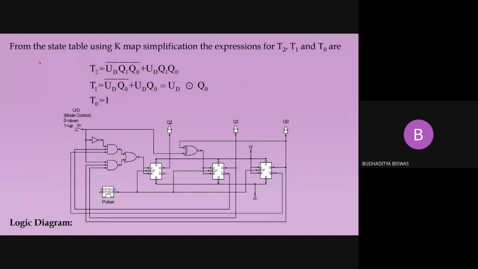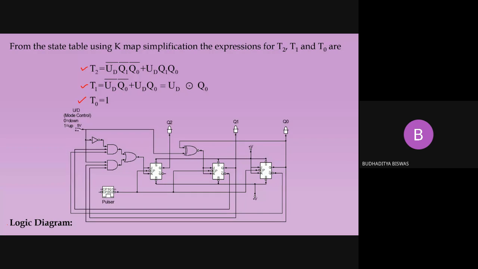Now the expressions for T2, T1 and T0 we can find using the K-map. As I mentioned, T0 equals 1, and we don't need to do the K-map for that one. T2 equals this one, where UD is the up down input. So T2 equals UD bar Q1 bar Q0 bar plus UD Q1 Q0, and T1 equals UD XNOR Q0. Now based on this, if you draw the circuit, it will look like this, and it goes on the up down sequence based on the up down control.